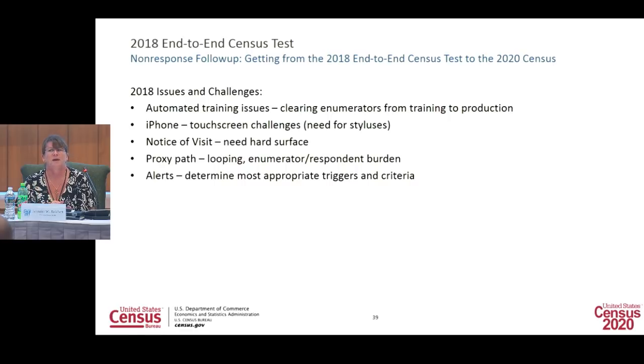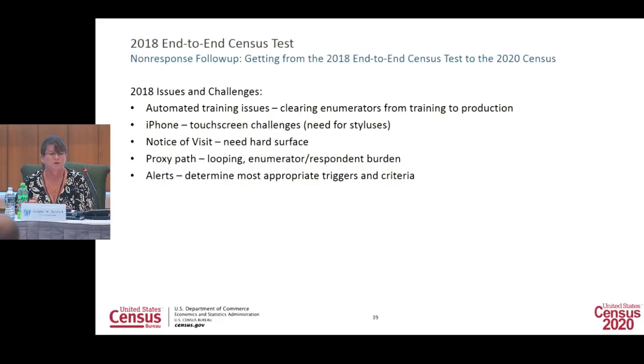In addition, we got some feedback from the enumerators and some of the observers that the proxy path is burdensome, not just for the enumerator, but also for the respondents, because a lot of times when you're talking to a proxy, they don't know all the details of everybody that lives in their house next door. They might know there's five people, but they don't know their birth dates or their ages. And so the enumerators were forced to go through every element in the instrument and enter in don't know or refused or whatever, and it took time, and it's a burden for both the respondent and the enumerator. So we want to look at, is there any way to streamline that process to make that easier on both our proxies and our enumerators? Last thing I want to mention was alerts.